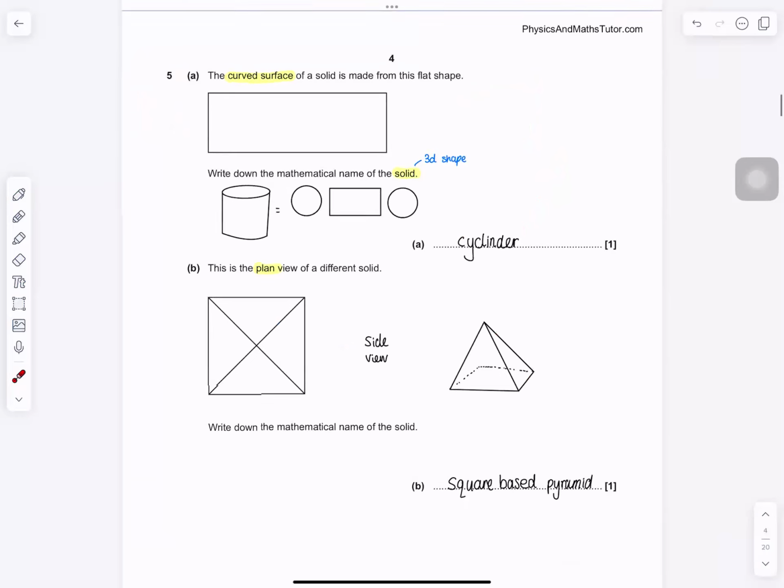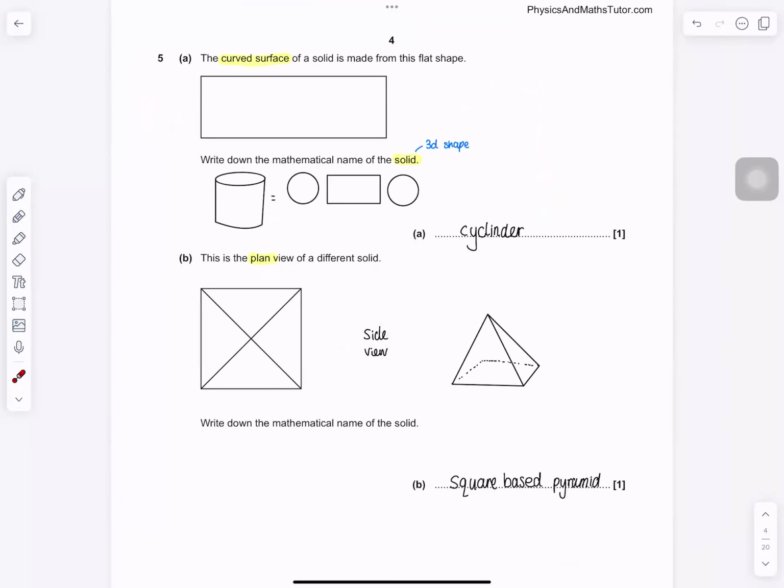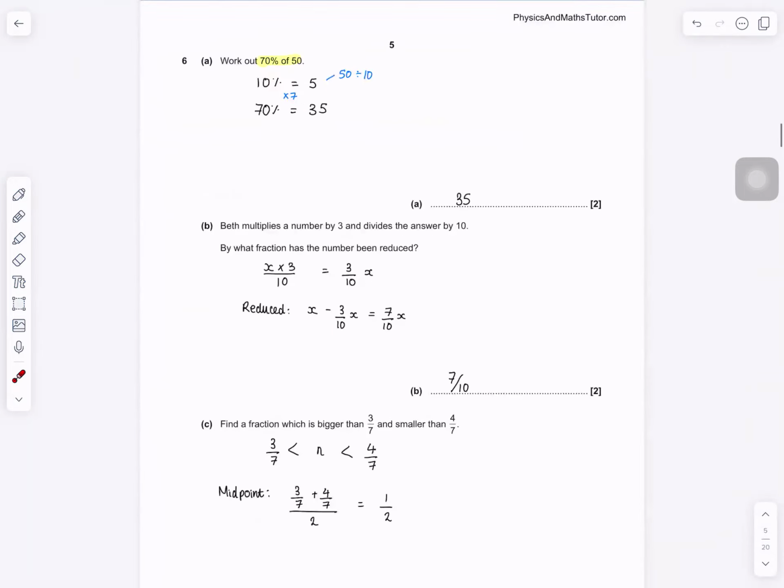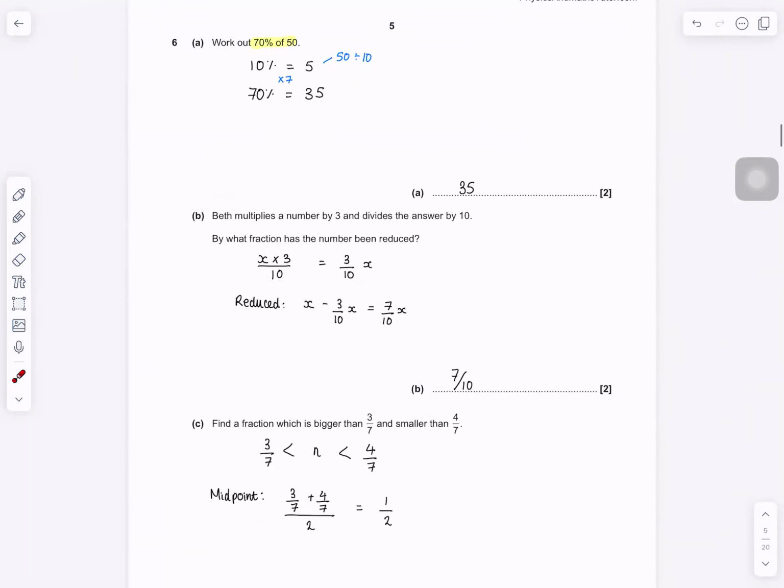Okay, number 5 is a diagram. Write down the name of that solid. It's a cylinder. And this one is a square base pyramid, because this one is a square. Can you see the square there? That's a square base pyramid. And number 6. 35. 70% of 50 is 35.